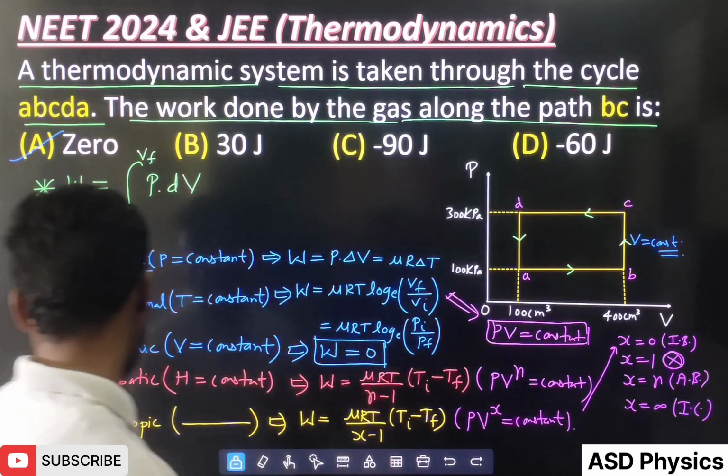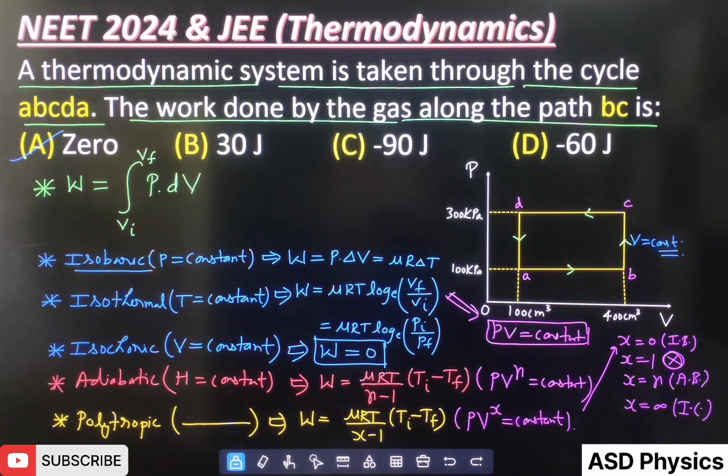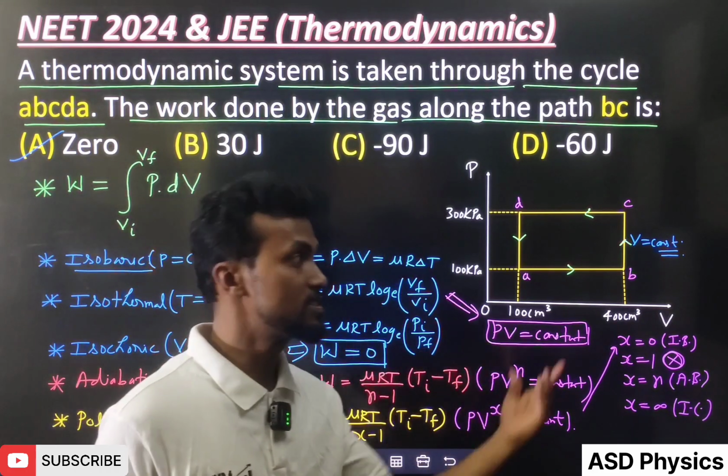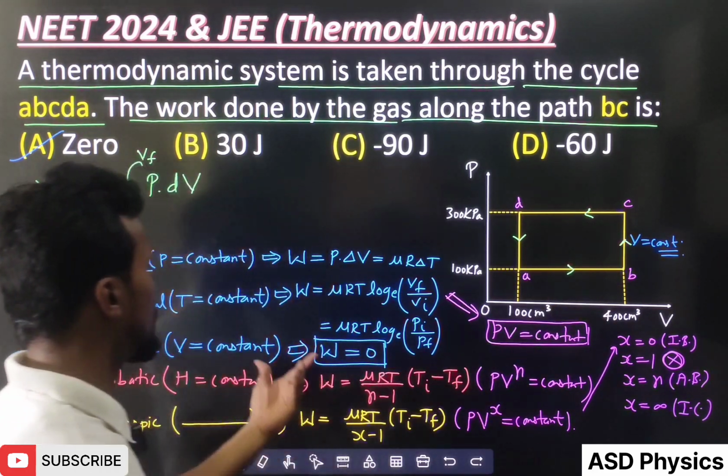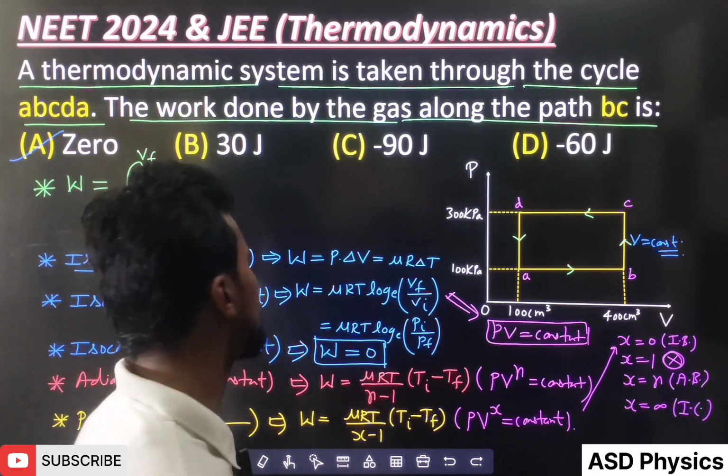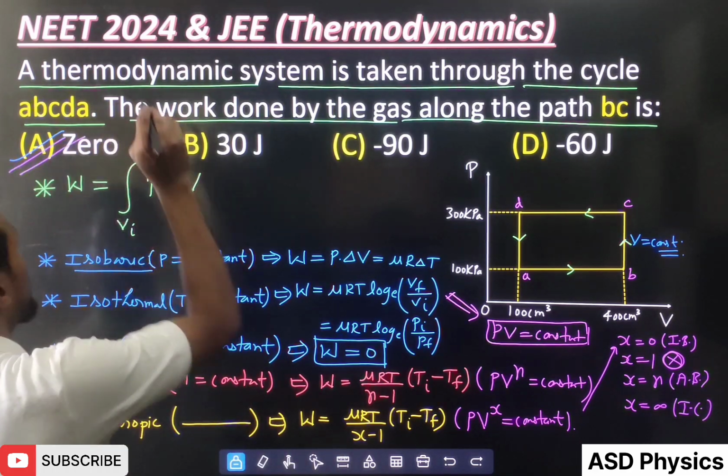So students, kindly see very well. For this question, which process is there? Isochoric process is there, volume is constant, and work done how much here? 0, and we have got the answer option A.